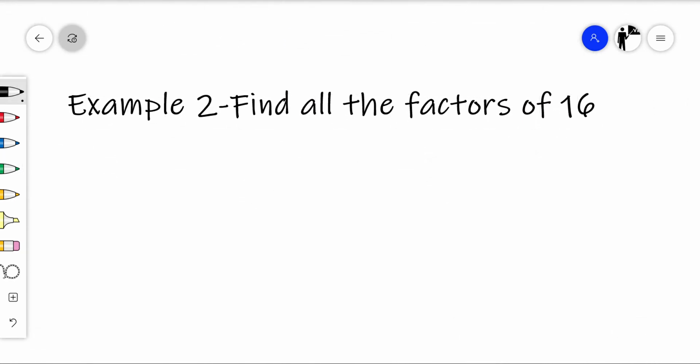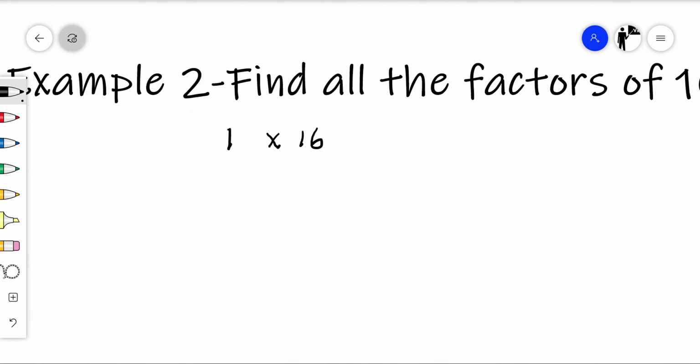Find all the numbers that 16 can be divided by exactly with no remainder. Well, I know that every number can be divided by 1. And I think, 1 times what is 16? Well, 1 times 16 is 16. Therefore, I know that 16 can be divided by 1 and 16. Does 2 go into 16? Yeah, it does, because I know that 2 times 8 is 16.